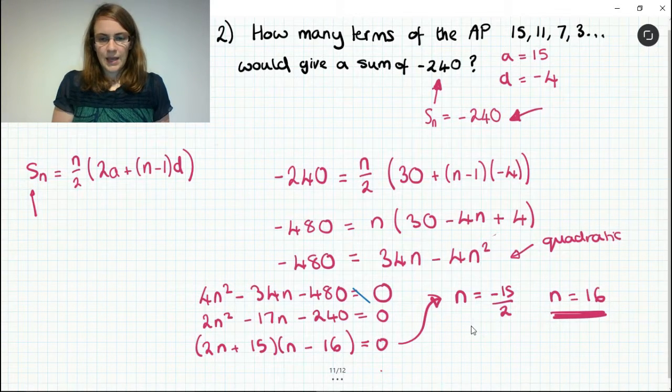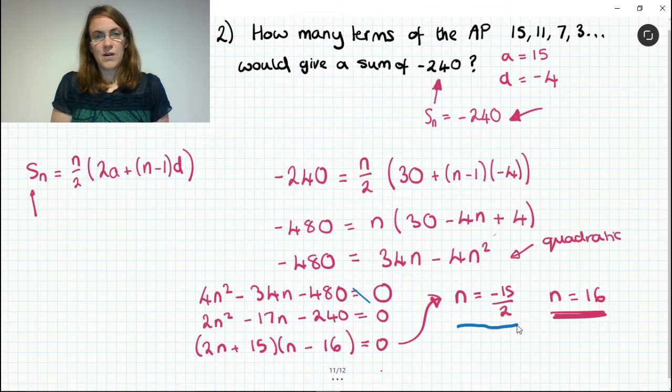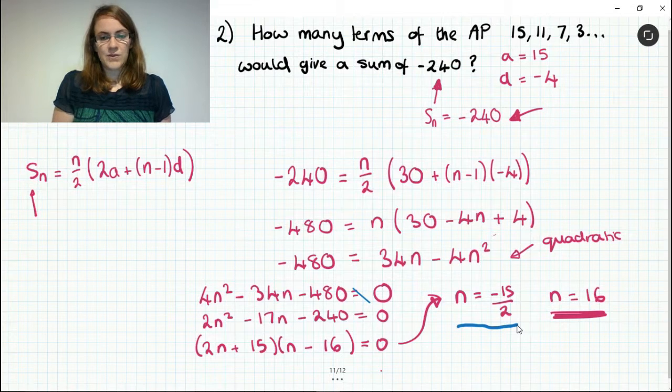So in this case our one answer didn't make sense because it was minus 7.5. However, you will get the odd occasion where you get two valid answers. So if we got two answers that were both whole numbers and positive, they would have both been completely valid, and either of them could have been our answer. There would have been two possible sequences that fitted our criteria. In this case, however, the minus 15 over 2 or minus 7.5 isn't a valid answer, so our answer is 16.